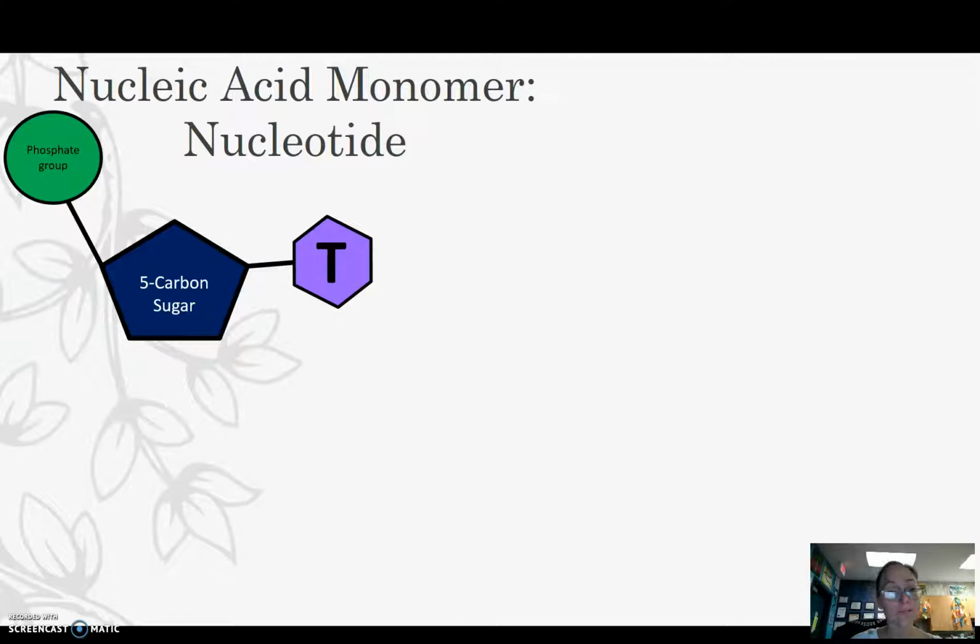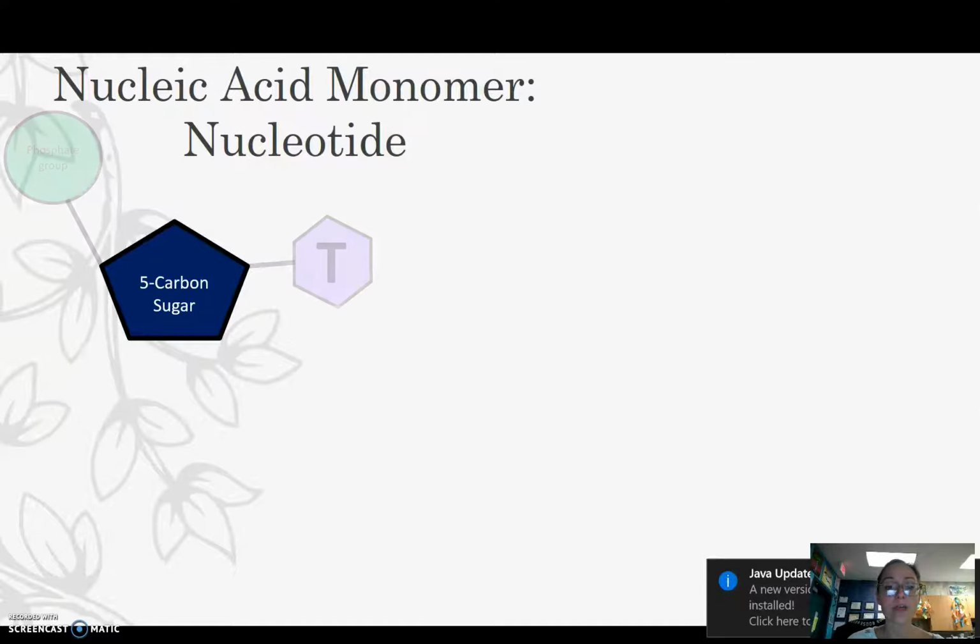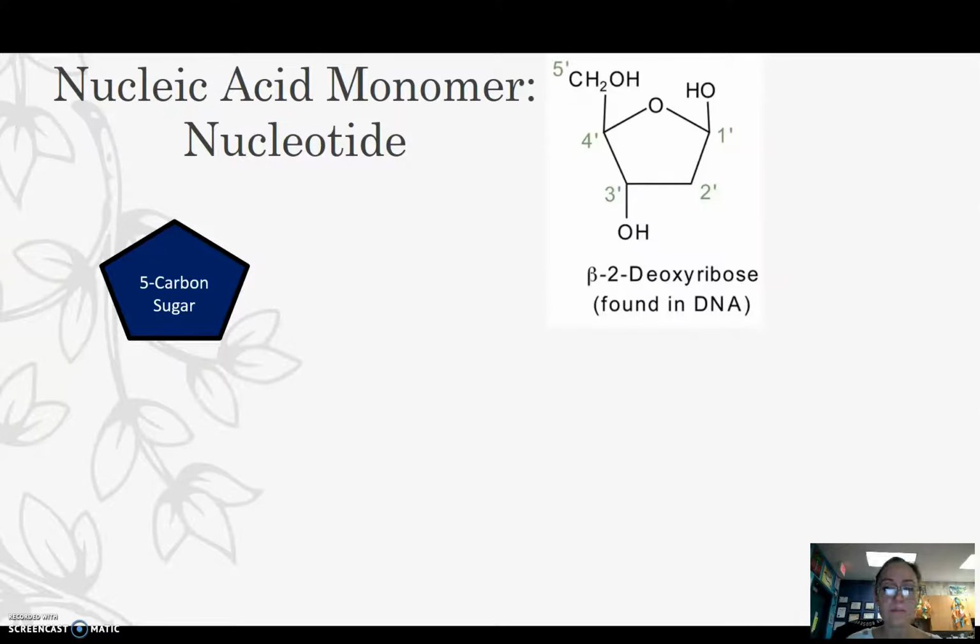It has the phosphate group, a 5-carbon sugar, and then a nitrogen base. So this one molecule right here is the monomer, even though it's made of 3 parts. And if you remember monomer and polymer, monomers join together to form long chains called polymers. And when we look at this, this 5-carbon sugar really looks like this.